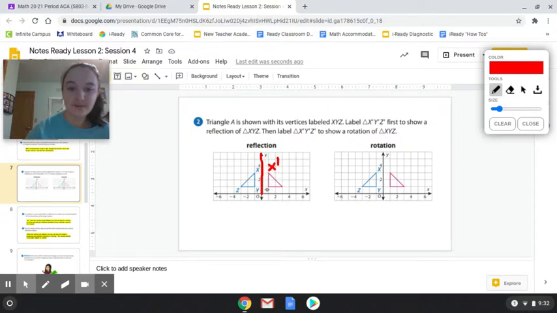Remember, our y is 1 away and 1 away right there, so then this would be our y prime. And then our z is here, so then this would be our z prime, since they're all equal distance. So that would be how you would label the reflection.